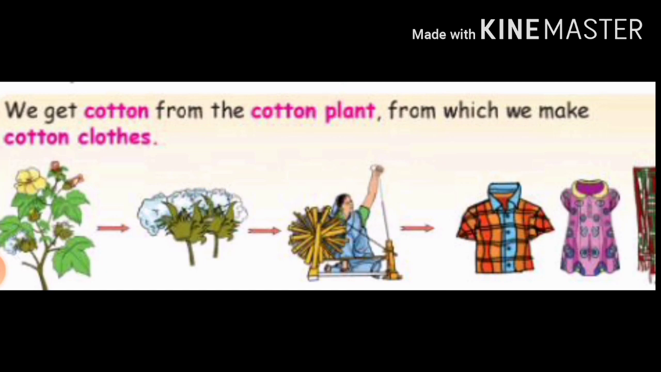See the picture? This is a cotton plant. From the plant, cotton is obtained, and from that, thread is obtained, and from that, we are wearing different kinds of dresses. Can you see the picture? See how many stages are there? First one, second one, third one, and finally, we will get different kinds of dress. So, we get cotton from the cotton plant.